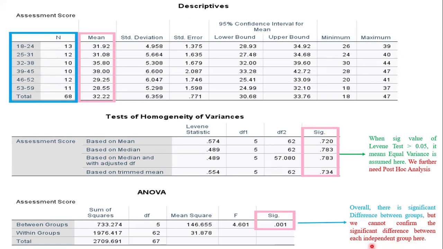So in order to confirm the significant difference between each independent group, for example, from group 1 to 2, from group 1 to 3, from group 1 to group 4, group 1 to group 5, and so on. If we would like to analyze the group by group significance difference, we need to go towards the post hoc analysis. While this sig value indicates that overall there is a significant difference between all the groups, not between two individual groups. So we need to check for post hoc analysis further.